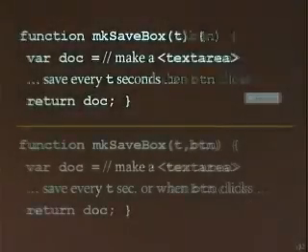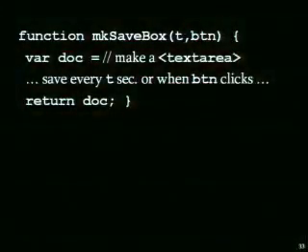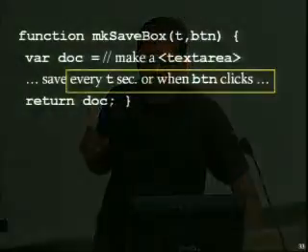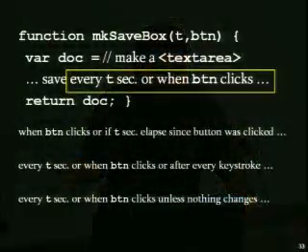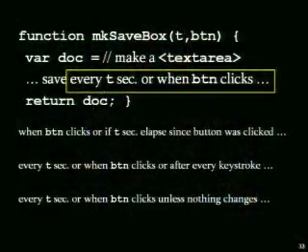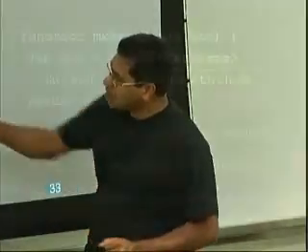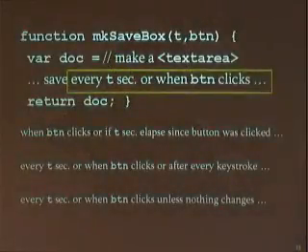So there's our thing, right? It's either every t seconds or when the button clicks. But I'm using English on purpose, because it's not entirely clear what I want this to be. There are other possible definitions. Maybe when the button clicks, or if t seconds have elapsed since the button was clicked. Or maybe when t seconds and the button clicks, or it's after every keystroke. Or maybe I want to do something if nothing changes, or maybe I don't want to do something if nothing changes. So clearly I need to add about four or five more parameters, right?